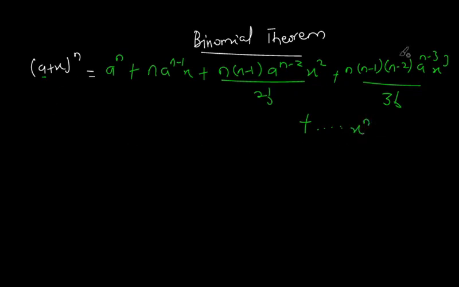So this is the general way of expanding a binomial using the theorem. Now remember, I made mention of some new terms here. I said 3 factorial, 2 factorial.